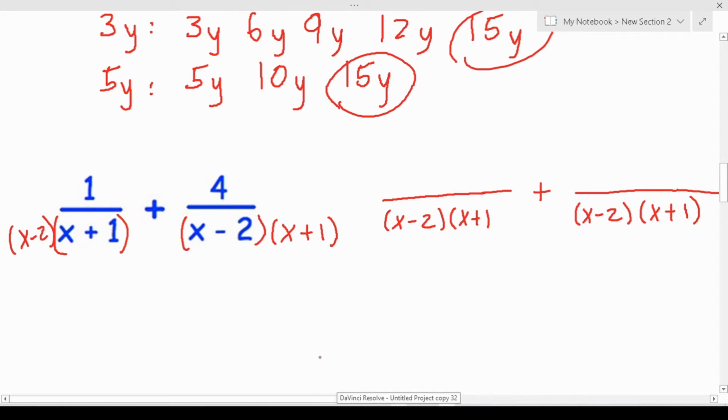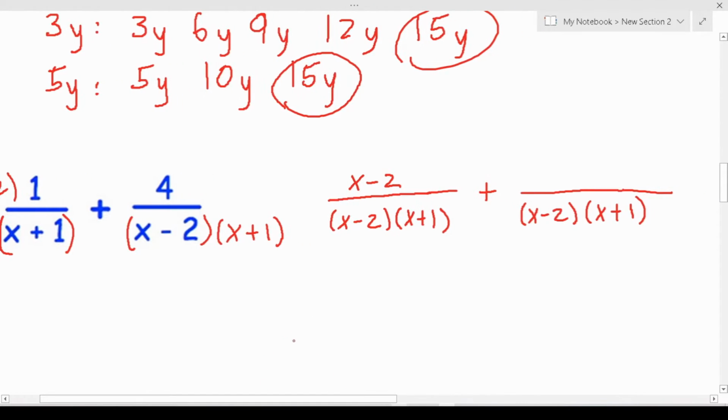All right, and as we just saw, in order to make this fraction have a denominator of x minus 2, x plus 1, we multiplied it by x minus 2. We're also going to have to do that to its numerator. So this is going to become 1 times x minus 2. 1 times anything is just itself, so this is just going to be x minus 2 in this numerator.